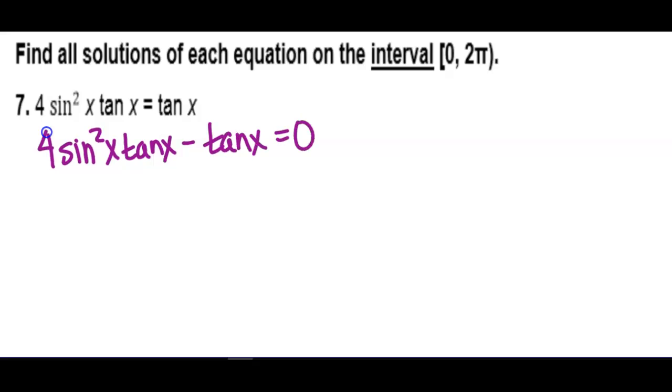Liking those a little bit better? I hope you did, but now they get tricky. Actually, this one's not too bad. We're going to subtract the tan x over so that we do have it equal to 0. And then we are going to factor out a tangent of x.